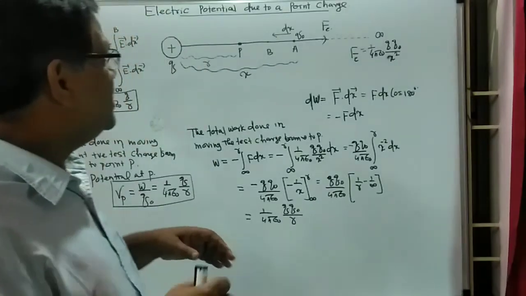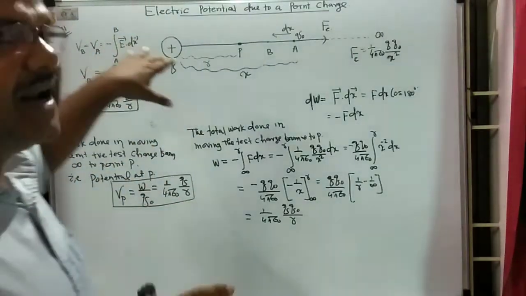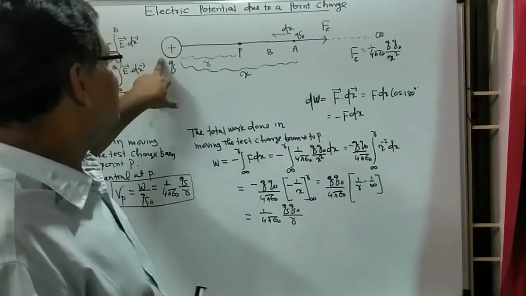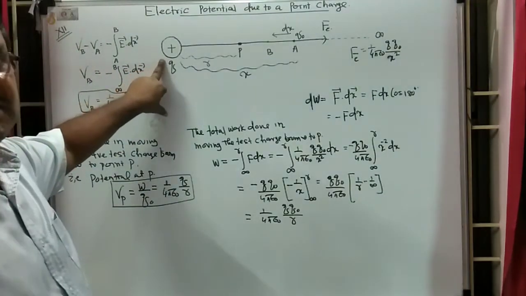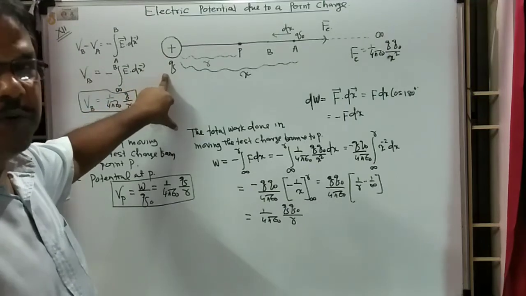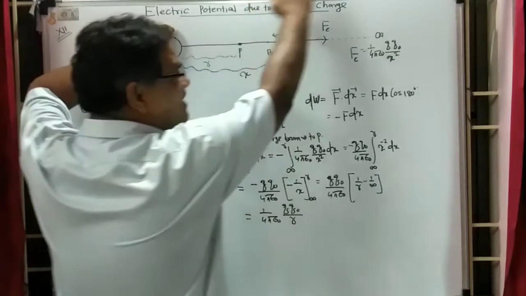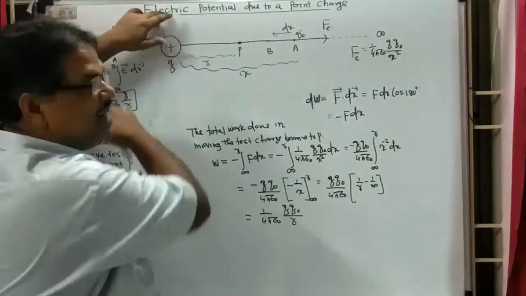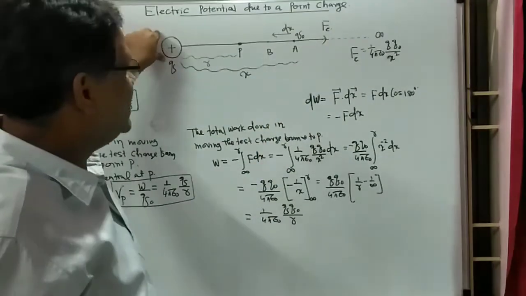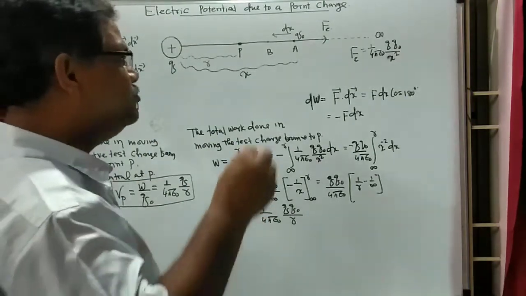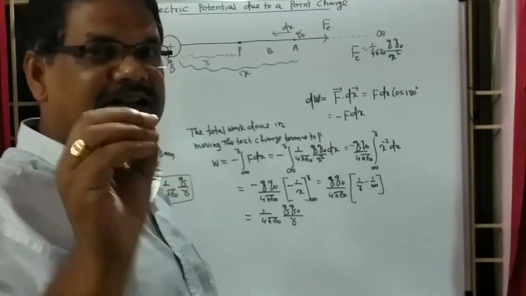So here the question is that we can get the electric potential due to a point charge. Suppose this positive point charge Q is kept here. It is creating an electric field around this charge. Our target is that you have to bring the unit positive test charge.